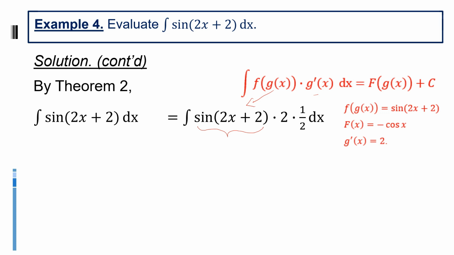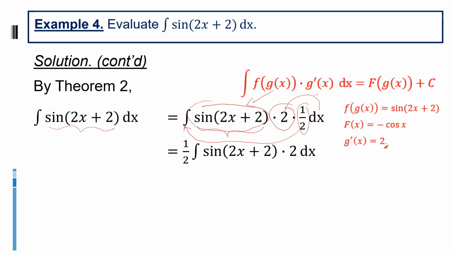But we don't have a 2 here. This is all we have. So what will we do? We multiply by 1. Okay? Its equivalent, which is 2 times 1 half, so that we will have a 2 dx. Okay? So now, it looks like this, we now have f circle g of x, and then we have g prime of x. Now, there is an extra 1/2. Where will that go? We take it outside. So, that becomes 1/2 times the integral of sine 2x plus 2 times 2 dx.